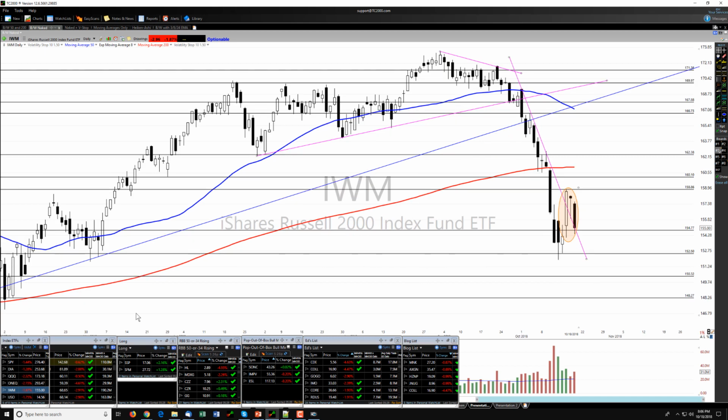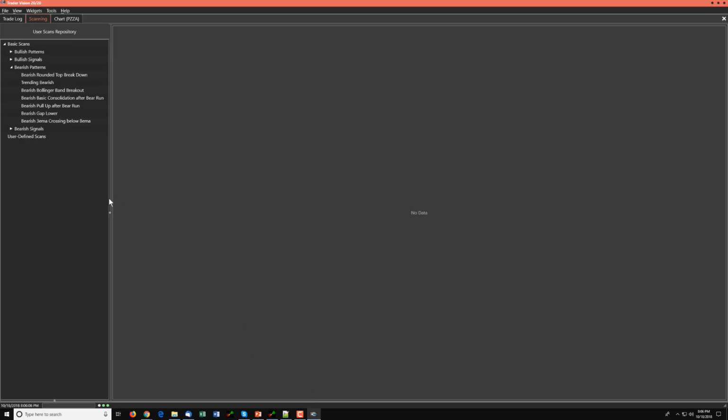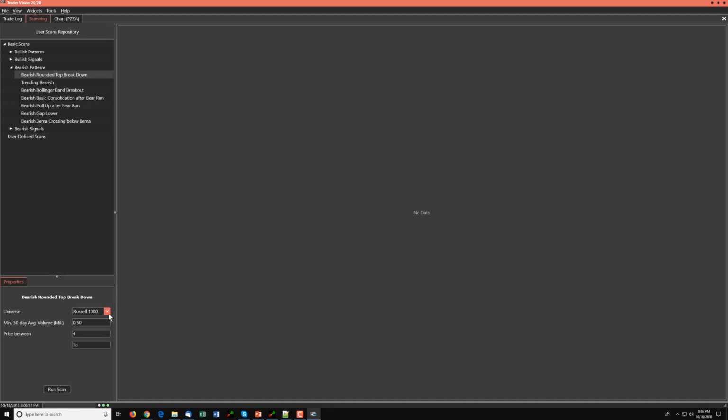So I am on the bearish side of the sentiment poll tonight, and with that out of the way, let's see if we can't find some bearish trades that might be worth looking at. I'm going to look at rounded top breakdowns. That will include some blue ice failures, and just to limit it, because the market was so bearish today, I don't want to do the entire market. So let's just stick to the Russell 1000. That'll give us plenty of liquidity.